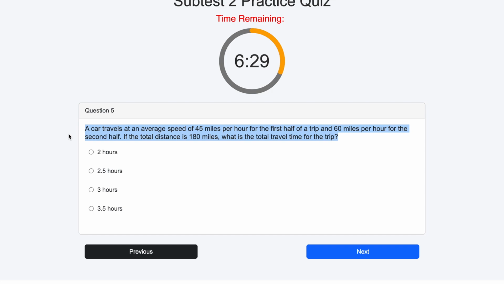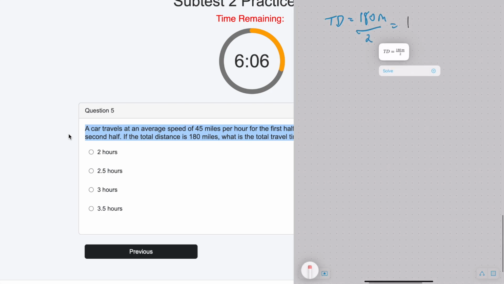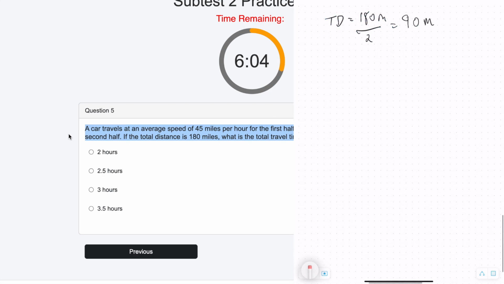So step 1 is to divide the total distance by 2 in order to find the distance for each half, because that's the way that the problem split it up, first half, second half. So we know, let's say TD, that's total distance, that is 180 miles, and the distance for each half then would be, if we took 180 divided by 2, would be 90 miles. So first half, second half is both 90 miles.